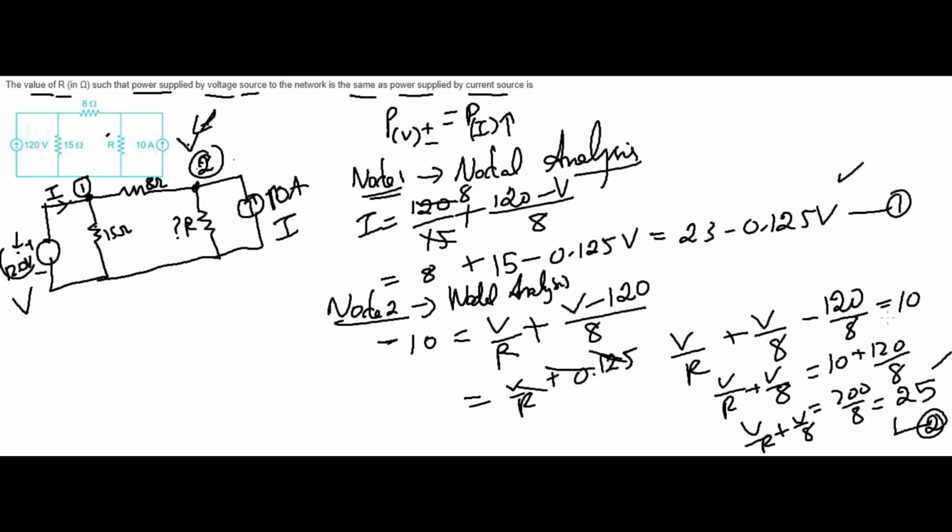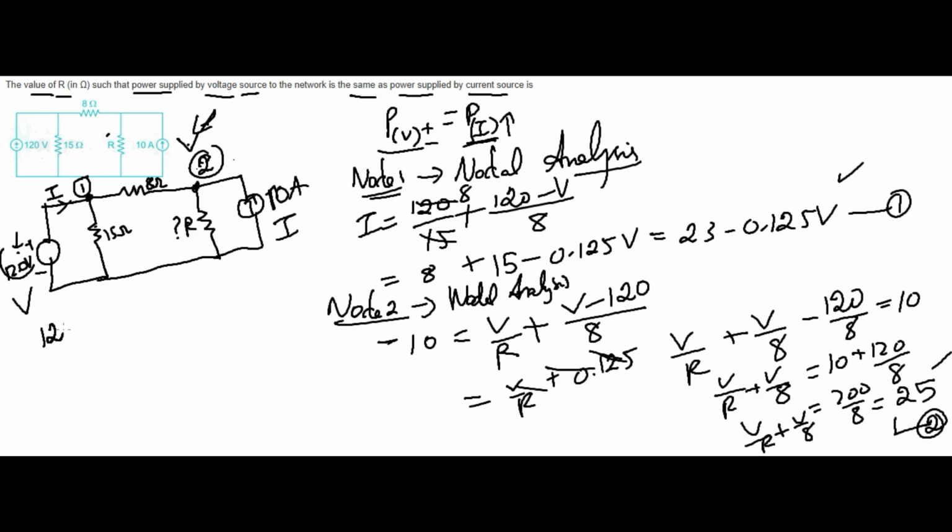What you do means, listen to me. So what is the very important one? So 23 minus 0.125 volt, is it right? So here you have to make a supply. They have given that the power because of the voltage is equal to the power because of the current. You never forget this one.